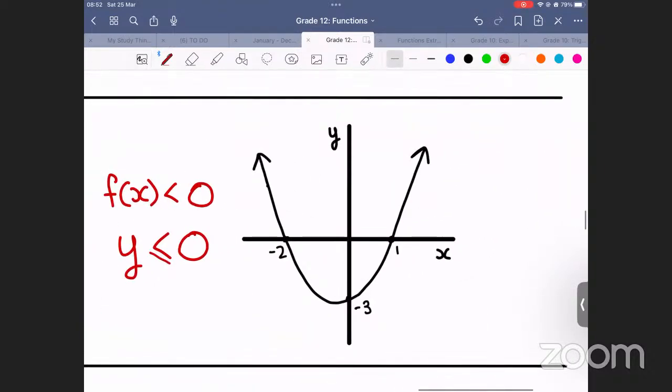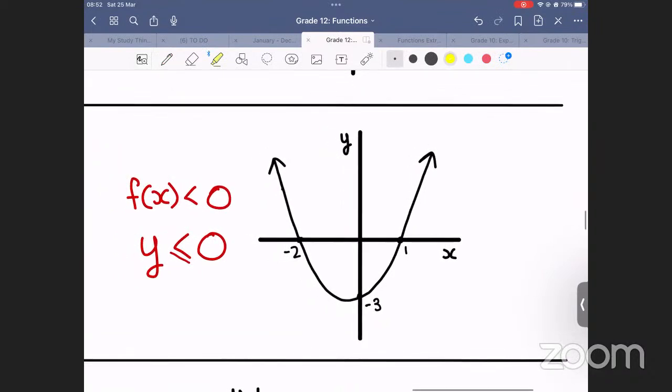Let's try and quickly do this one. Here they want the values of f of x that are less than 0. When f of x is less than 0, that means y needs to be less than 0, because f of x is y. What does y being less than 0 actually mean? It basically means that when you are below the x-axis, that's when y is less than 0.